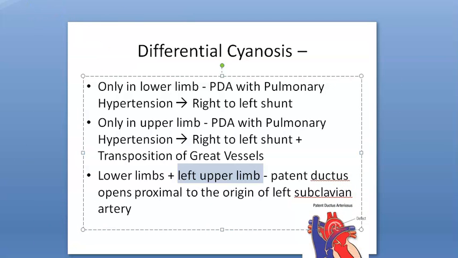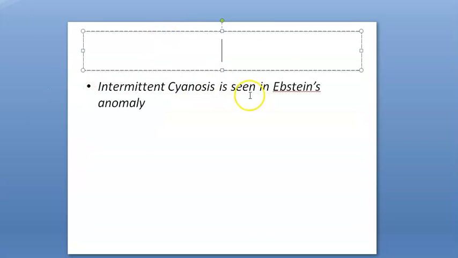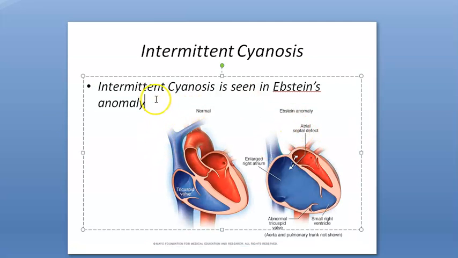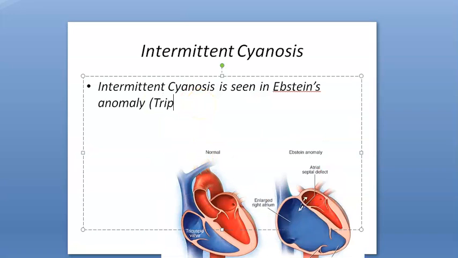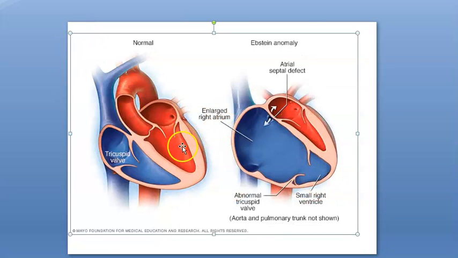Now the last terminology in the textbook is called intermittent cyanosis. This you will see in Ebstein's anomaly. What is Ebstein's anomaly? In this, the tricuspid valve is not proper. Where is the tricuspid valve? The tricuspid valve is there on the right side of your heart, right? So this is the normal tricuspid valve. Here you can see the valve has an issue. It's in the wrong position actually, they are saying. The valve flaps are malformed. The valve doesn't work, so blood will leak back.